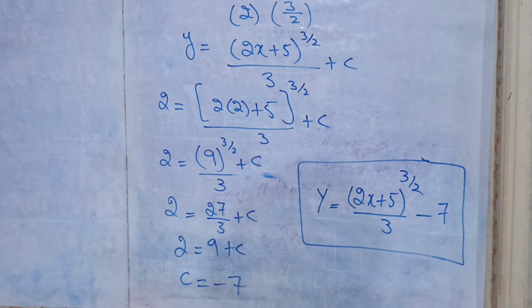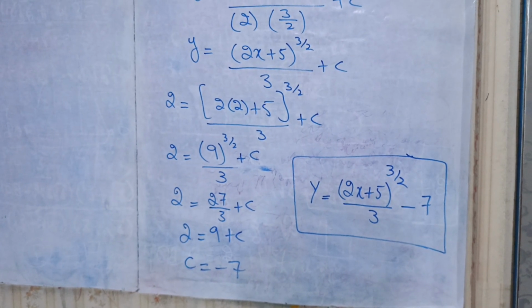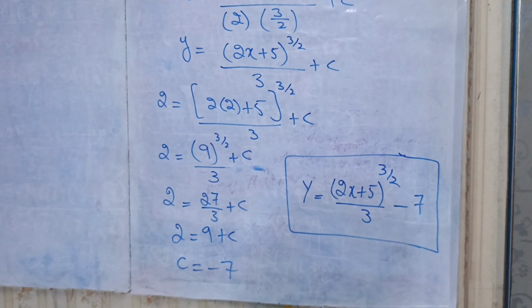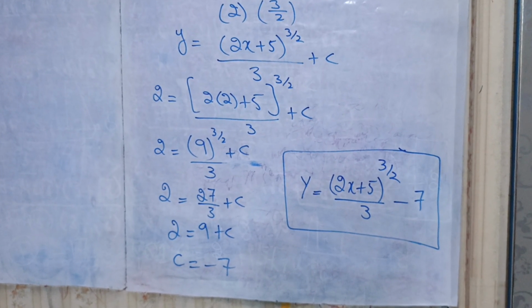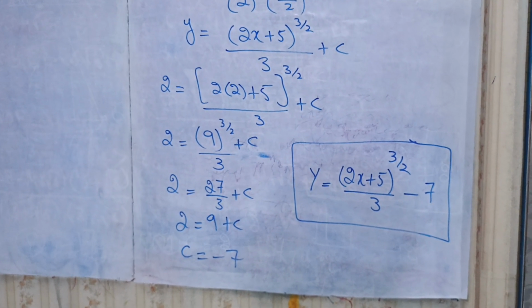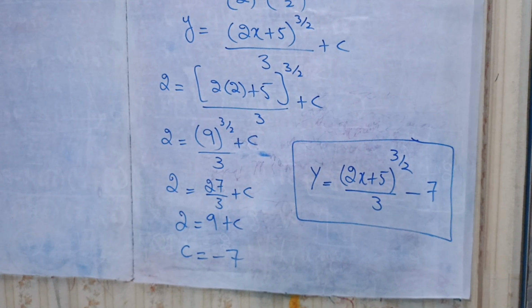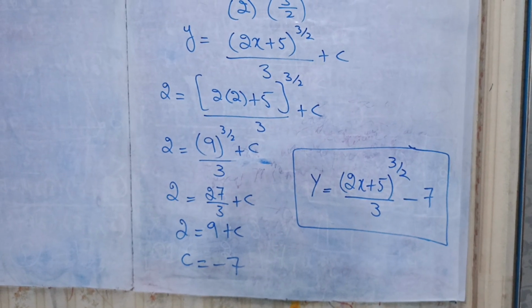So you see what will happen. 2 is equals to [2 into 2 plus 5] raised to power 3 by 2, and whole thing divided by 3 plus c. 4 plus 5, that's 9. 9 raised to power 3 by 2, and that is 27. You can do it on your calculator, divided by 3. So 27 divided by 3, that will be 9.